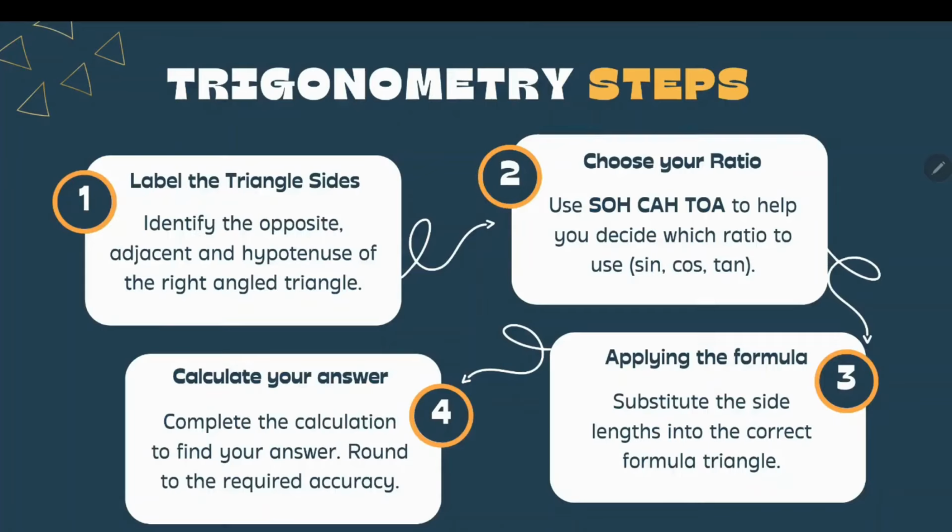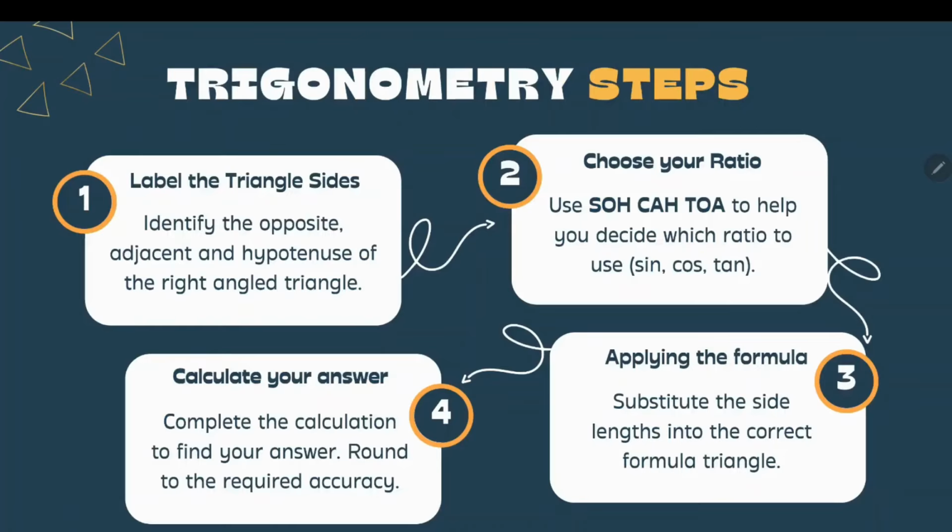Now, to be able to successfully solve trigonometry questions, you have to follow the following steps. Number 1, label the triangle sides. You need to be able to identify the opposite, adjacent, and the hypotenuse of the right-angled triangle. With the labeled sides, you need to choose your ratio, which is step number 2. You have to use the mnemonic SOHCAHTOA to help you decide which ratio is best to use for the missing sides and to further solve your question. So it would be sine, cos, or tan.